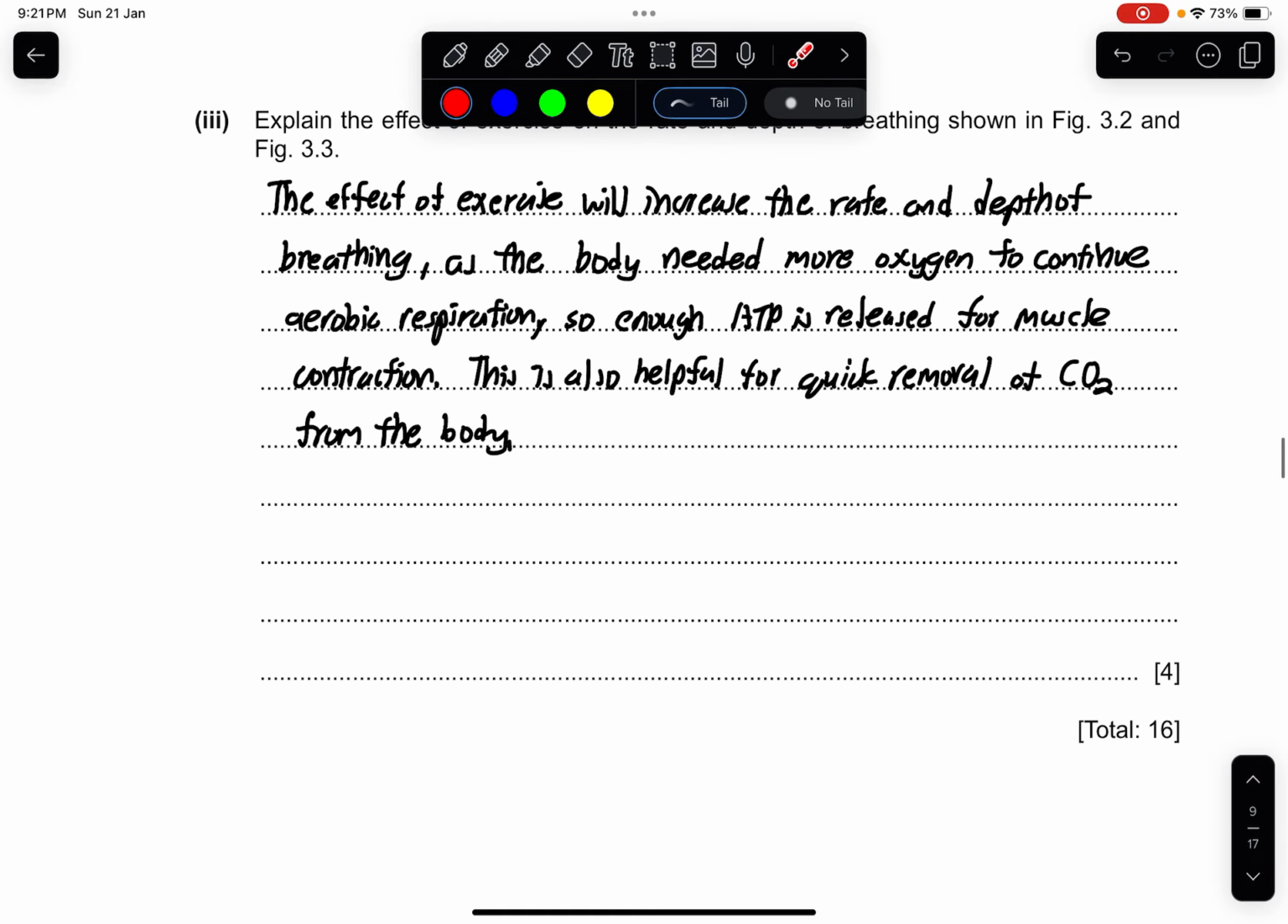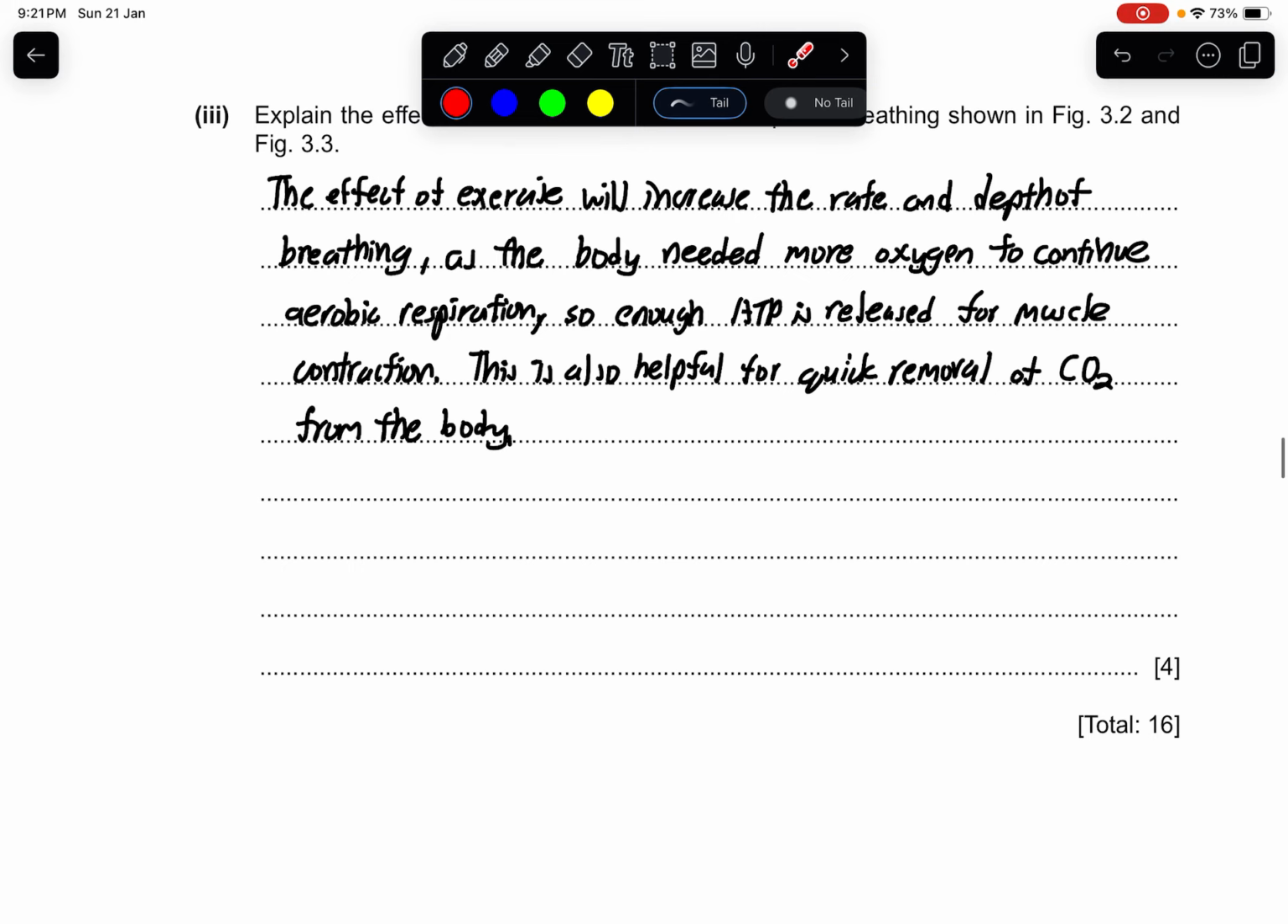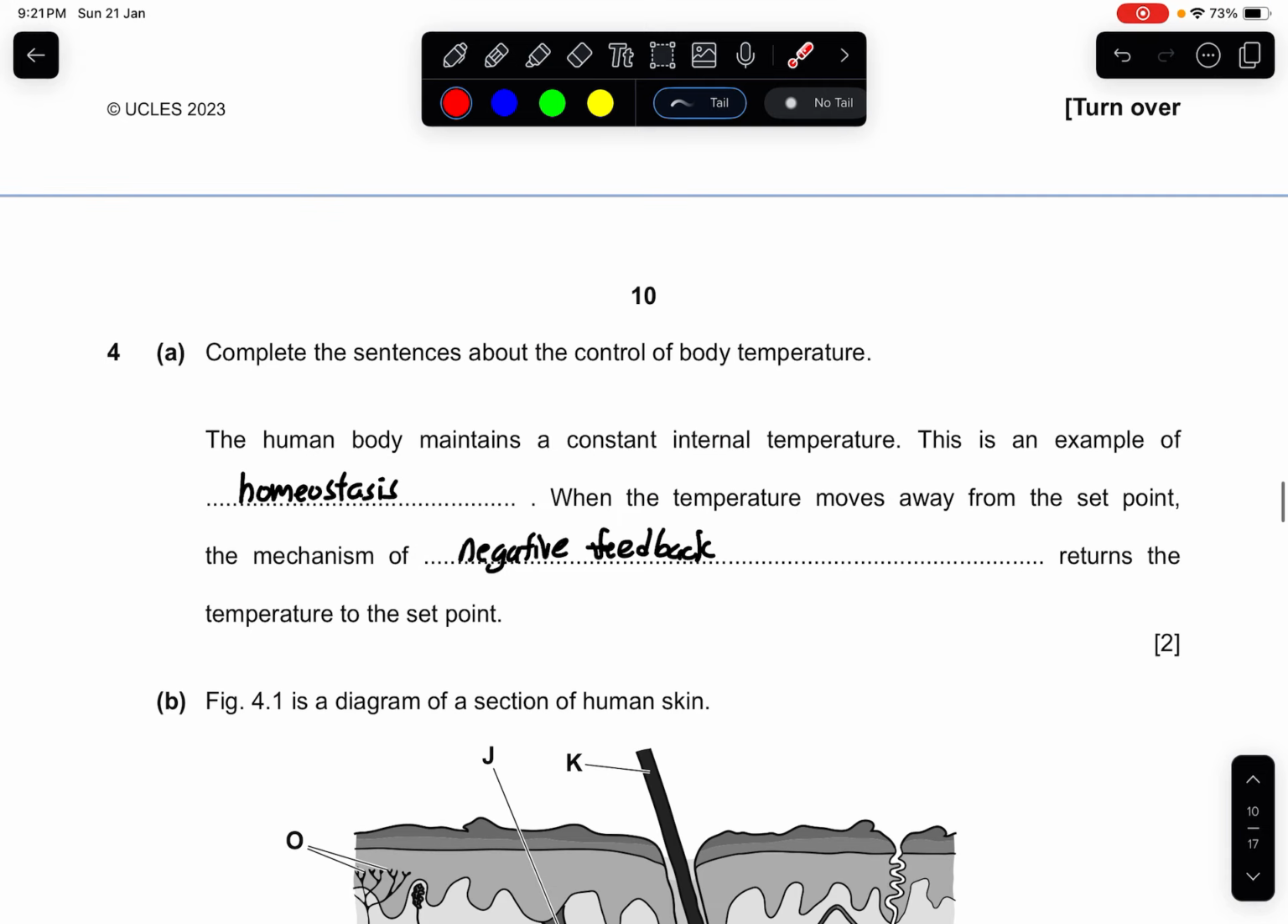Okay? Part 3. Explain the effect of exercise on the rate and depth of breathing shown in figure 3.2 and figure 3.3. So what happens when you exercise? What's going to happen to the rate of breathing? It will definitely increase. Why? Because the body requires more oxygen to continue aerobic respiration so that enough ATP is released for muscle contraction. It is also helpful for the quick and efficient removal of carbon dioxide out from the body. So this is very simple, 4 marks.